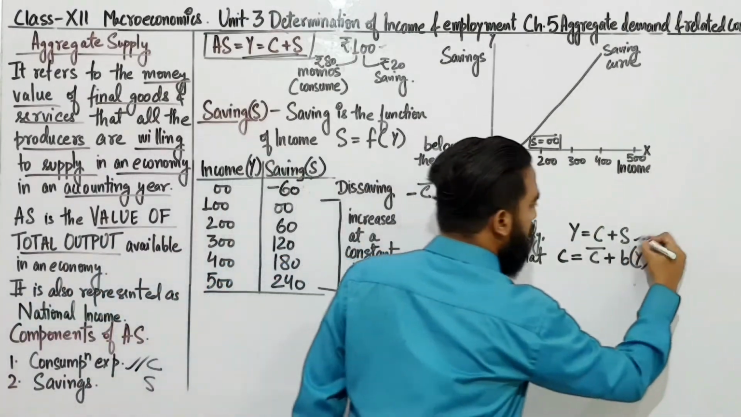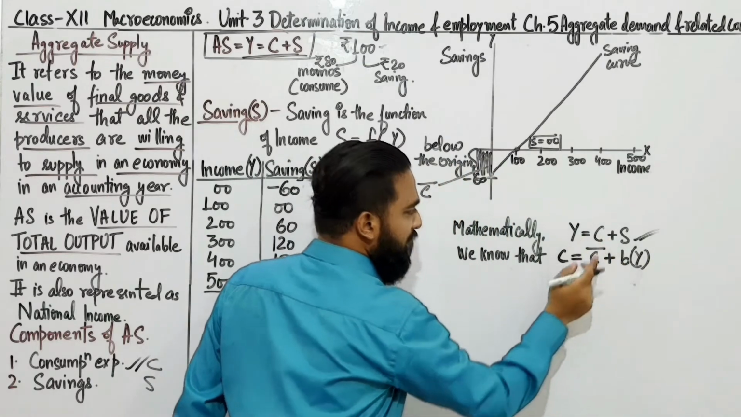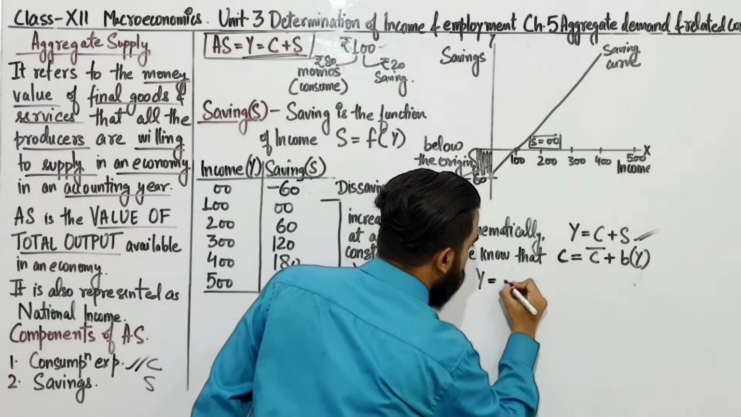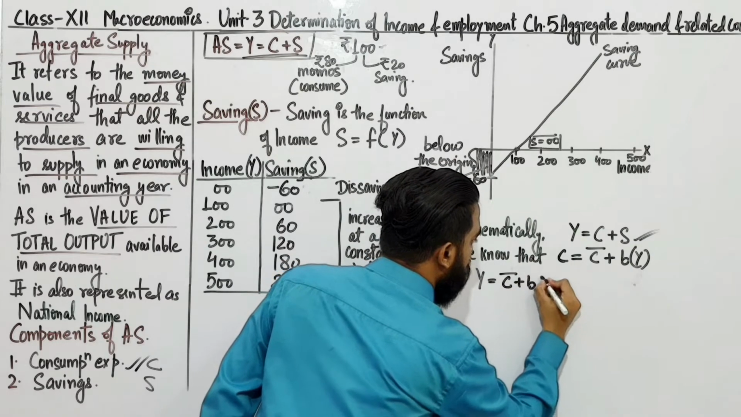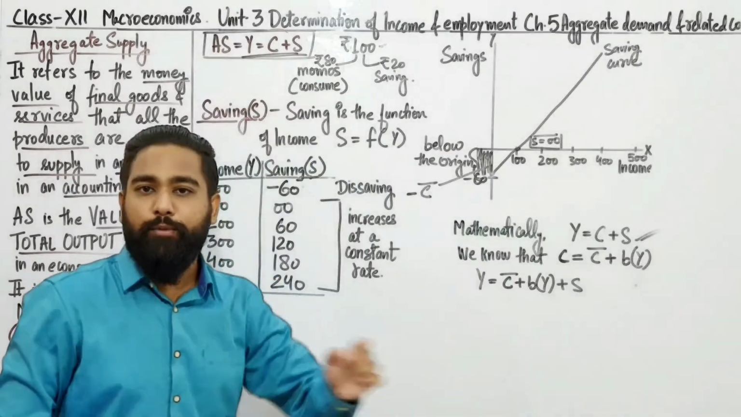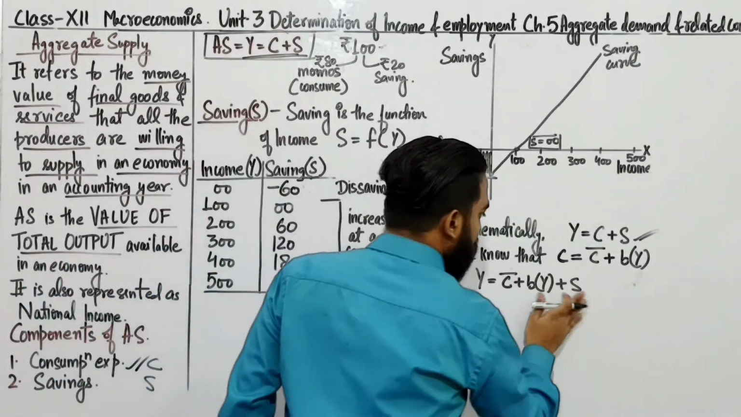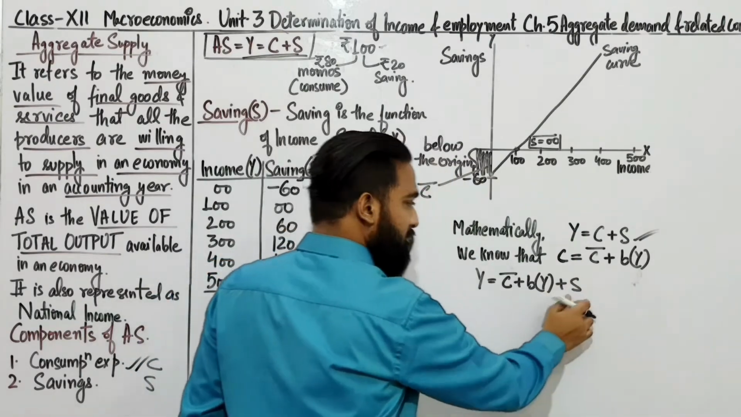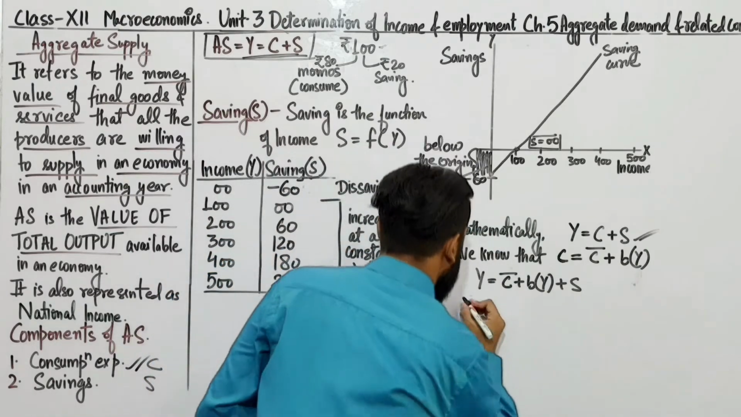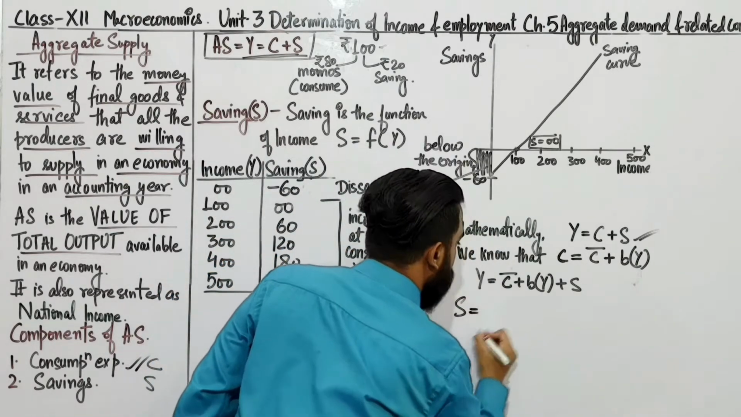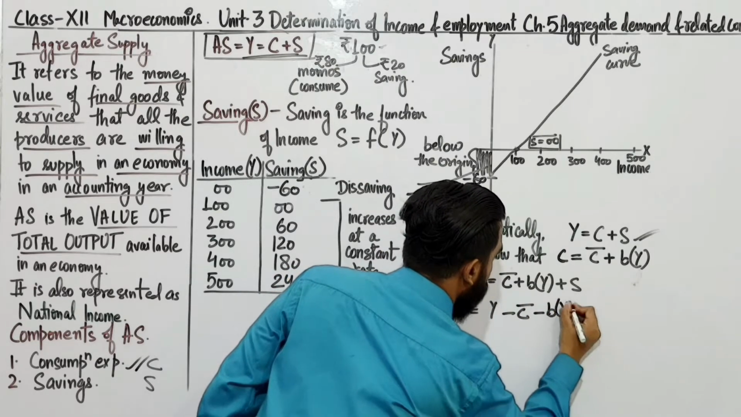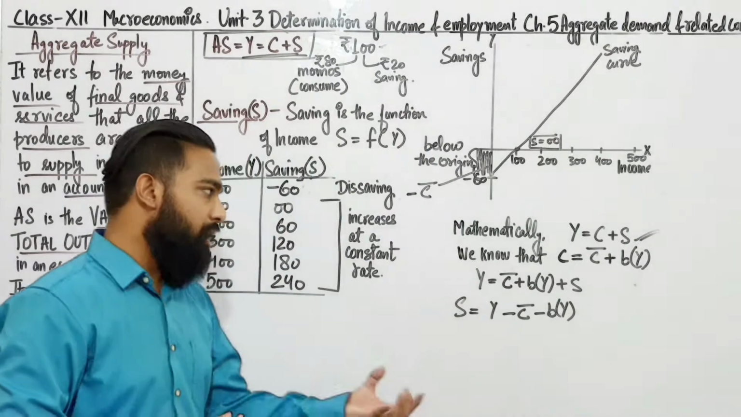So in this formula we can put the value of c bar. What it makes is y is equal to c bar plus by plus s. Now I need the formula in terms of s. So I will keep this s at this place only, and the rest of the things I will bring to the LHS. So we can write it as s is equal to y minus c bar minus by. We can write that? Yes, we can write that.